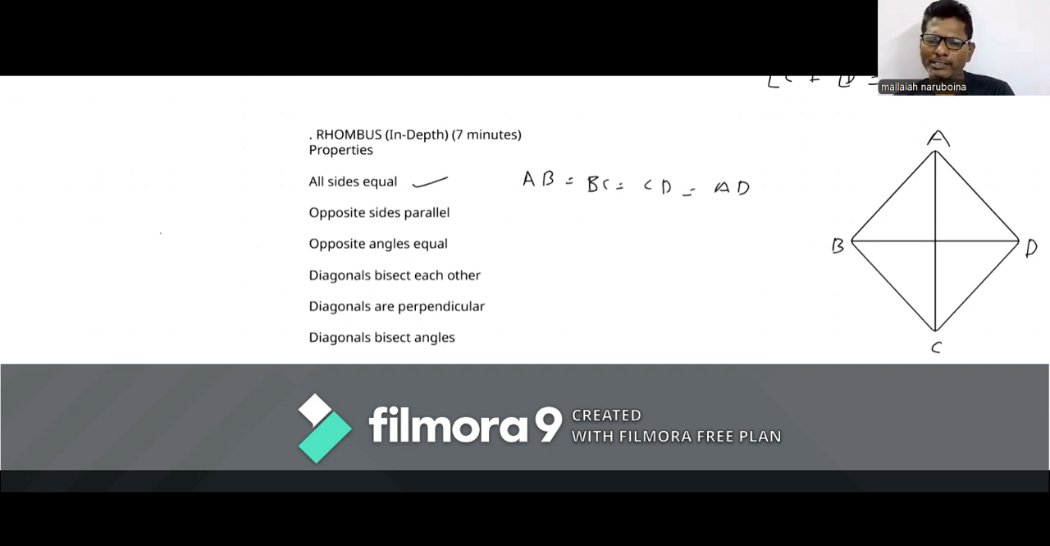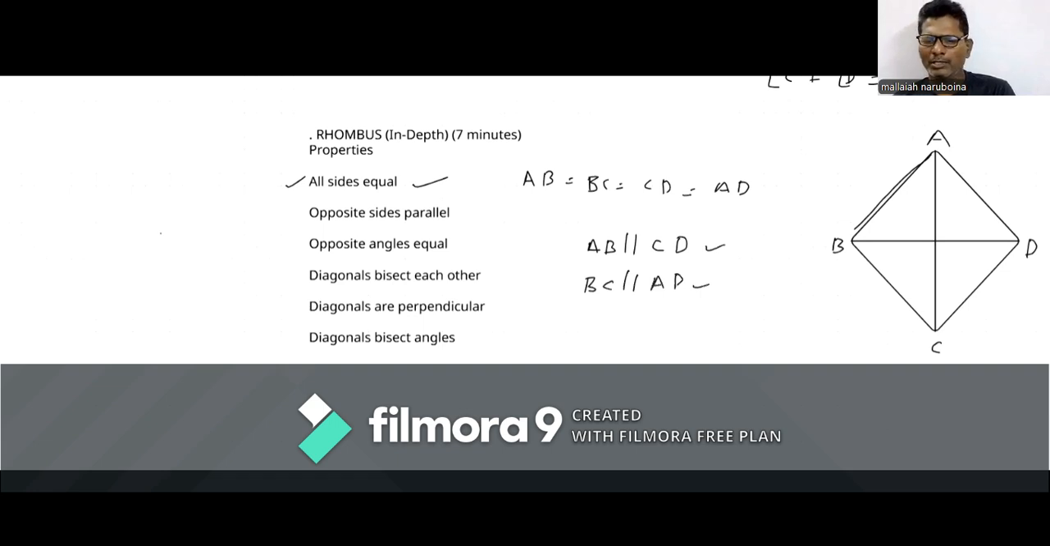Then opposite sides are parallel. Here side AB is parallel to side CD and side BC is parallel to side AD. So we have two pairs of parallel sides in rhombus.